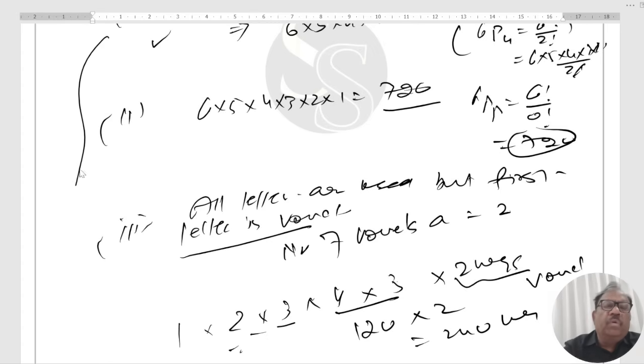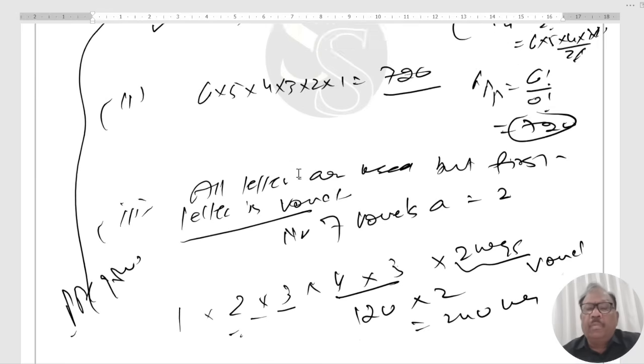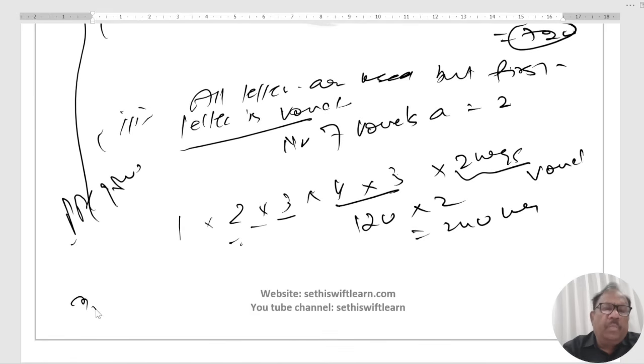In all cases, you have to apply the fundamental principle of counting, or you can write nPr. nPr is applicable when out of n distinct objects, r objects are to be arranged, where order is concerned. Then nPr is applicable, right? Next question.